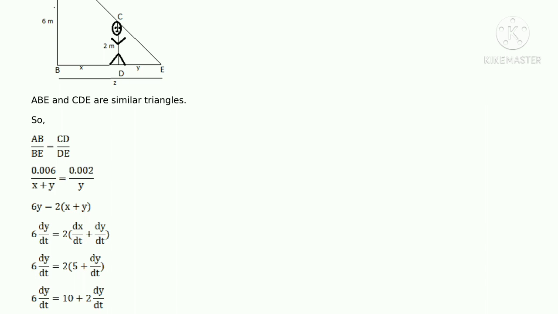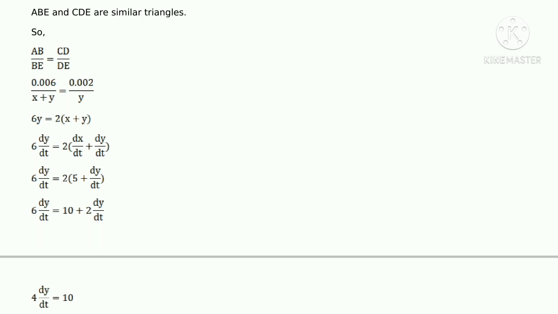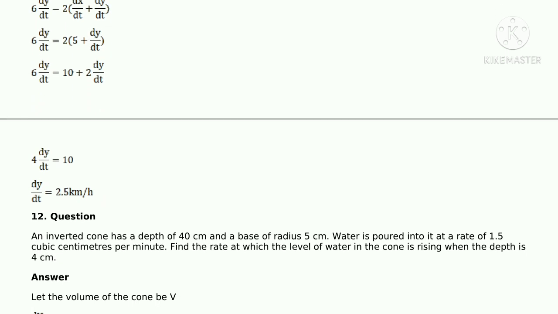Finally we get an equation, 6y equals 2 times (x plus y). Now we have to find the rate, so we differentiate this. We have to find DE, which is y, so we differentiate with respect to time; we need dy/dt. After calculating, we get dy/dt equal to 2.5 kilometer per hour.